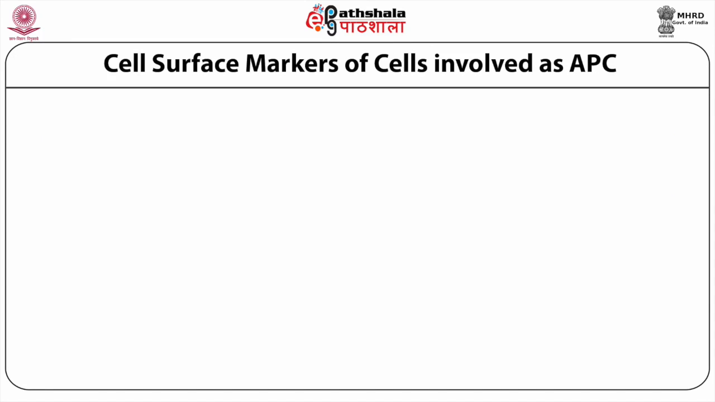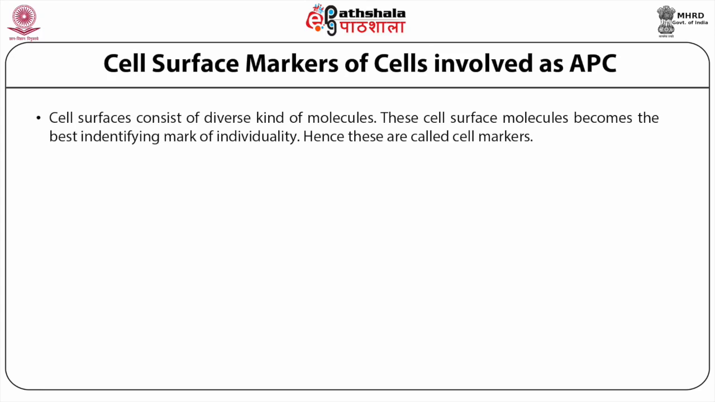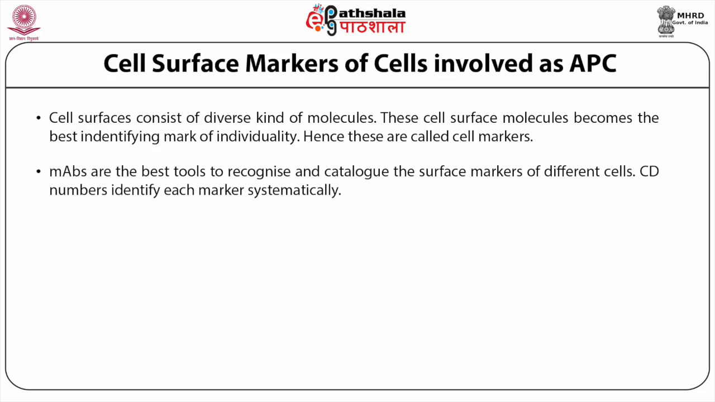As we have mentioned before, the cell surface consists of diverse kinds of molecules. These cell surface molecules become the most identifying mark of individuality. Hence, these are called cell markers. Monoclonals are the best tools to recognize and catalog the surface markers of different cells. CD numbers identify each marker systematically.